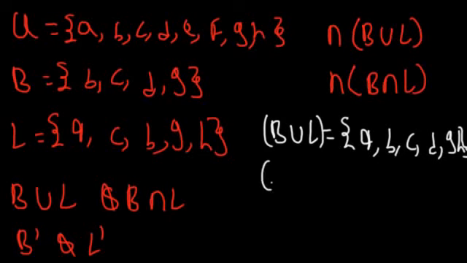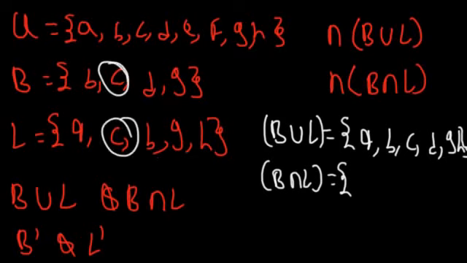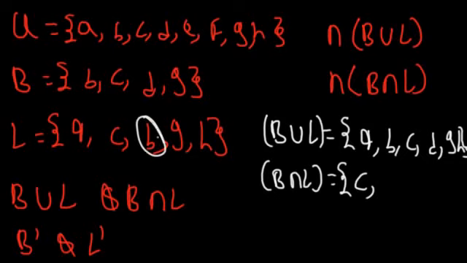Now, B intersect L. What will B intersect L be? B intersect L will be equal to, is there any common element between them? Yes, C turns out to be common. Any other one? C is common. I think B turns out to be common as well. Is there another one? G turns out to be common.